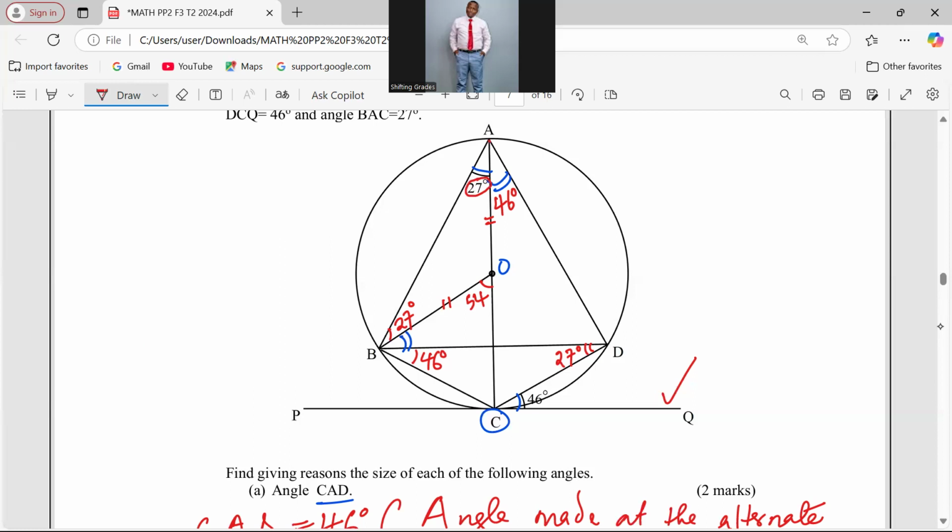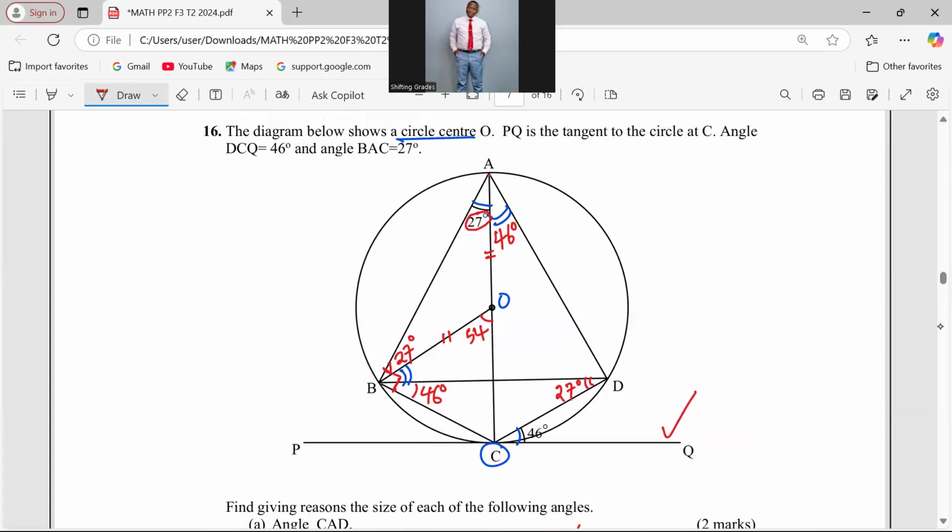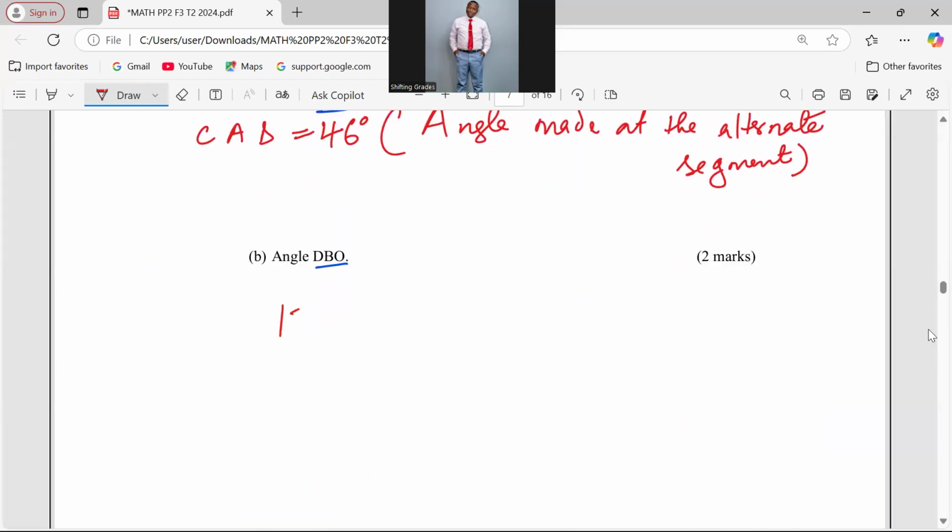Again, we're supposed to know that the line AC is passing through the center. So it is a diameter. Being a diameter, we should know that a diameter produces 90 degrees. If a diameter produces 90 degrees, then the whole of the angle ABC should be 90 because it is subtended by the diameter. The diameter produces 90 at the circumference. So to get the remaining angle here, it should be 90 minus 27 and 46, giving us 17 degrees. So the angle here is 17 degrees.